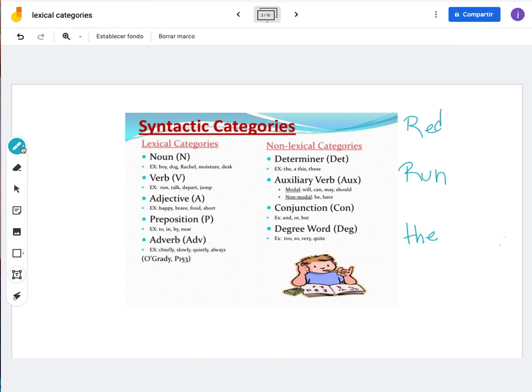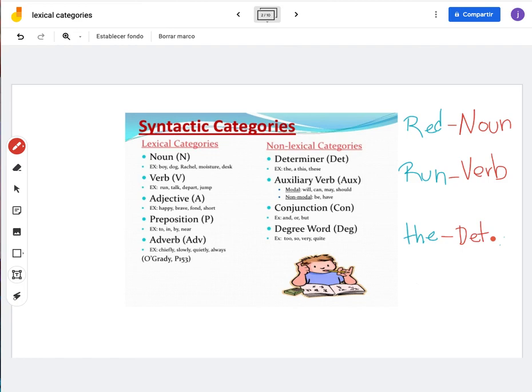I'm going to choose another color. Okay, well, red is a noun because it's the way that we name the colors. Run is a verb because it's an action, and that is an article. But another way that we name it is a determiner. A determiner. Okay.